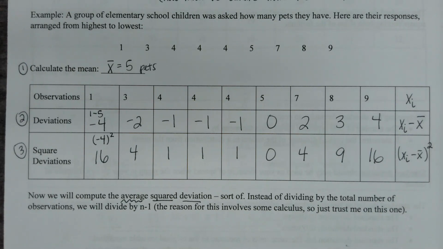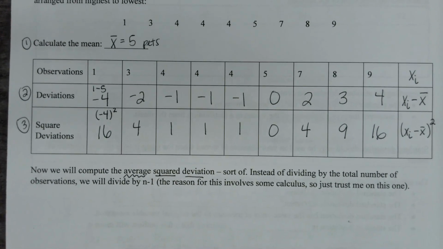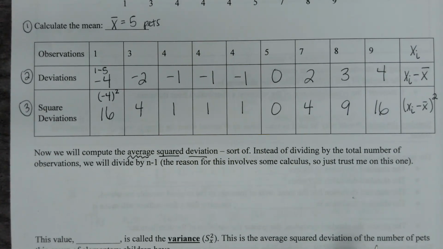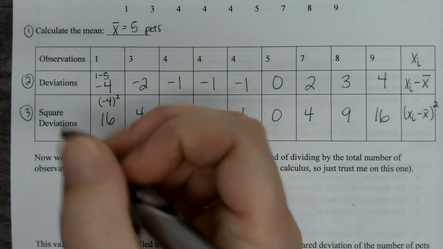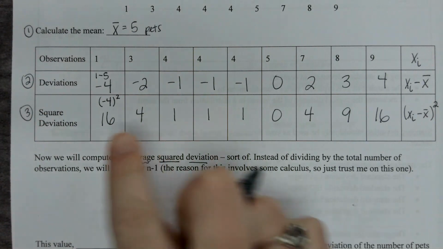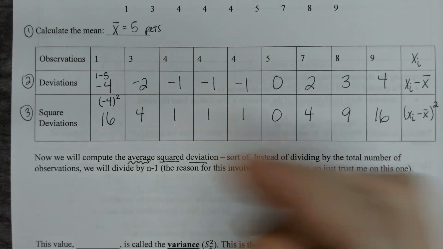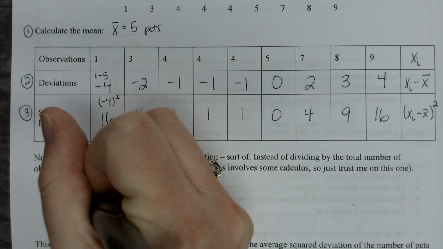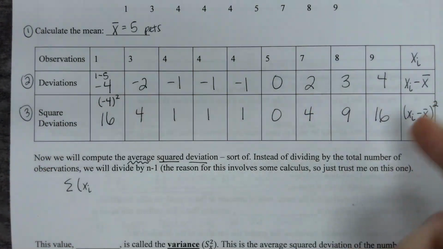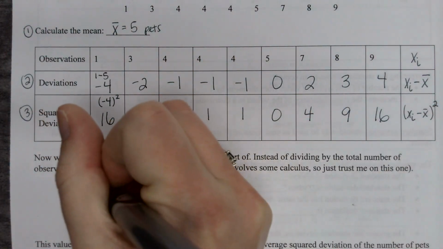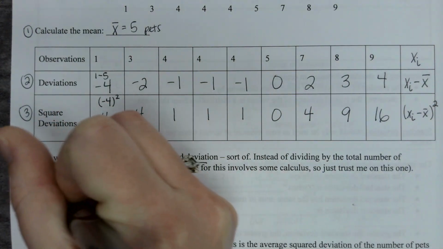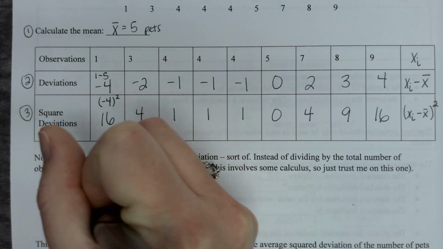Now, instead of dividing by how many there are, like n observations, we're going to divide by n minus 1. The reason involves calculus. Just trust the process. So looking at how we're calculating this, we have our sum. So we need to add our total up. We have the sum of our individual x observations minus our mean, squared. And we're going to divide this by n minus 1.